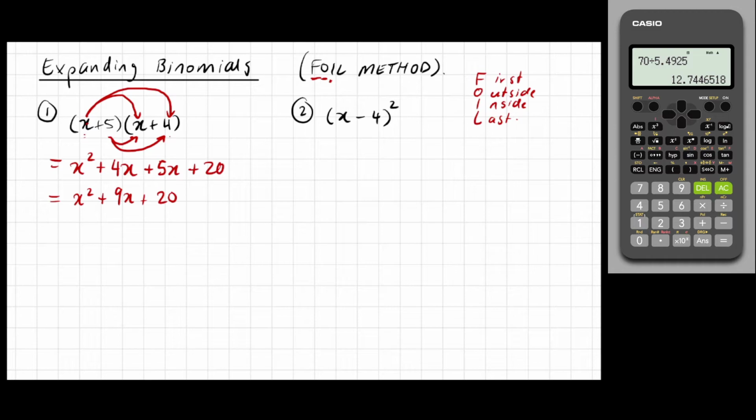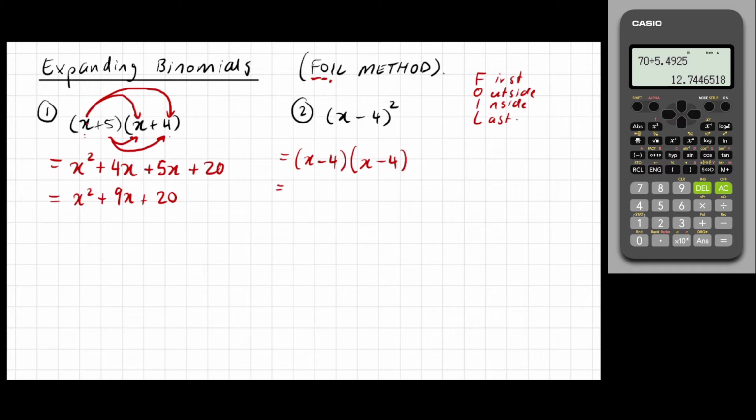Now, x minus 4 all squared. There's another way that we can write this. x minus 4 all squared, we can rewrite as x minus 4 times x minus 4. Because remember, x minus 4 squared just means I'm going to take that thing and multiply it by itself.